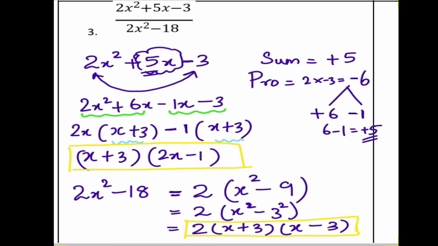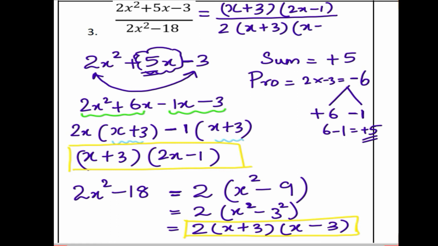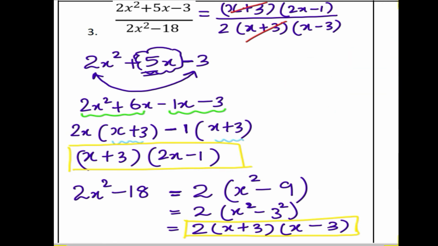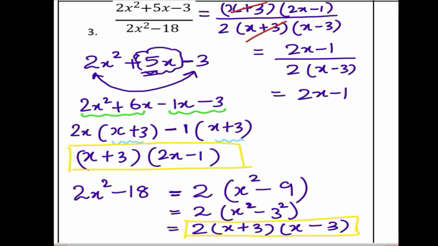Going back to the question, this fraction can be rewritten as x plus 3 times 2x minus 1 over 2 multiplied by x plus 3 and x minus 3. Cancelling the same terms, so let me just erase this part now. So this is going to be 2x minus 1 over 2 times x minus 3. You can even write 2x minus 1 over 2x minus 6.